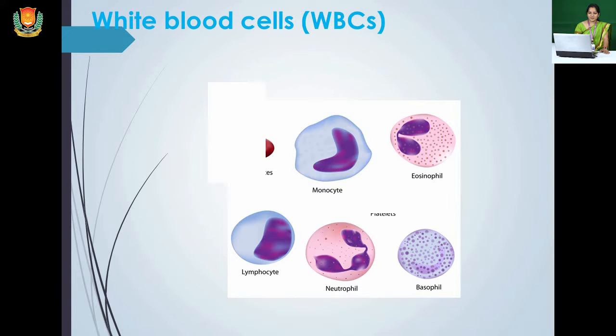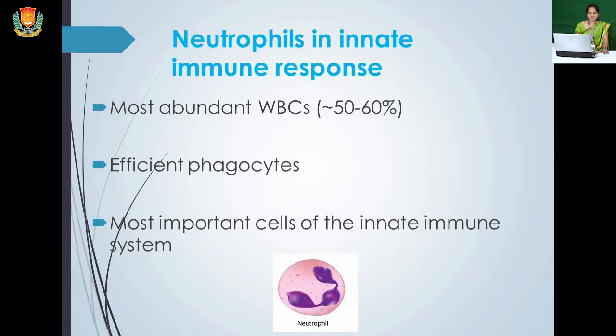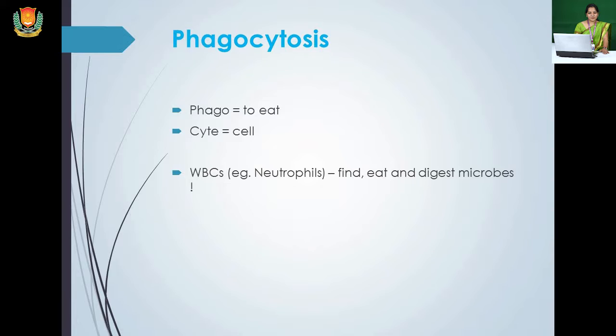Cells include monocytes, eosinophils, lymphocytes, neutrophils, basophils. These are all phagocytic cells. Phagocytosis means these cells engulf the pathogen and they remove the pathogen by certain chemical reactions. So these white blood cells include B lymphocytes, T lymphocytes, and natural killer cells also. Macrophages, mast cells.